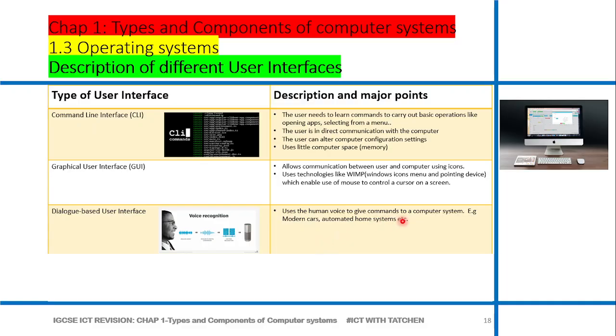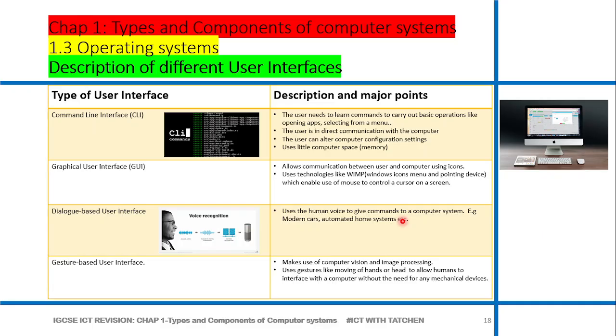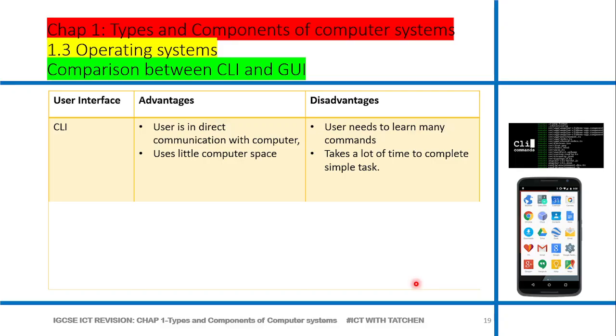Like I always say, computers, all of these things are around you. If you look at the big picture, you will not forget, because they are always around you. So we also have a gesture-based user interface. We make use of computer vision and image processing. It uses gestures like moving of hands or heads to allow humans to interface with a computer without need for any mechanical devices. So this is also another type of user interface.